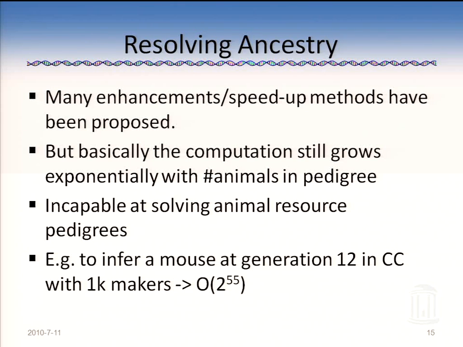So in constant speed-up method approach to accelerate the computation, the computation still grows exponentially with the number of animals. So it's still incapable of solving animal resource problems. As I mentioned, there are a lot of generations and the complex size is too big. So for example, to infer a mouse collaborative cross with 1K markers, this could involve huge computation.